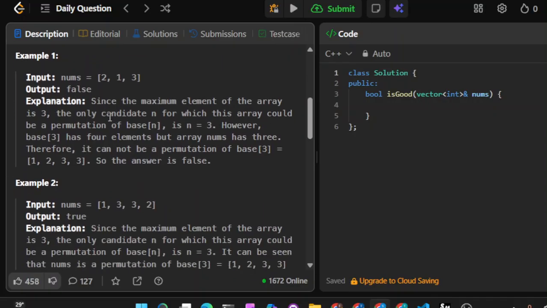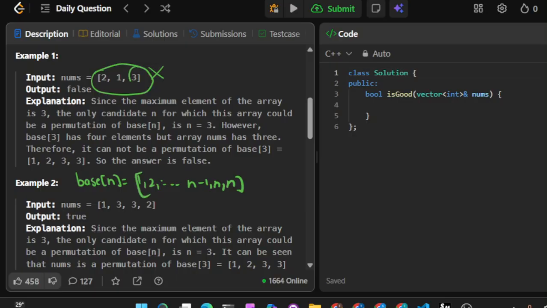So let's see. Example 1 is 2, 1, 3, and 2, 1, 3 is not a good array because base n is 1, 2, up to n minus 1, n, n. Here the maximum number is 3, which means it is trying to be a permutation of base 3. So base 3 is 1, 2, 3, 3, right? It should have 4 elements. It only had 3 elements, so it is missing one more 3.